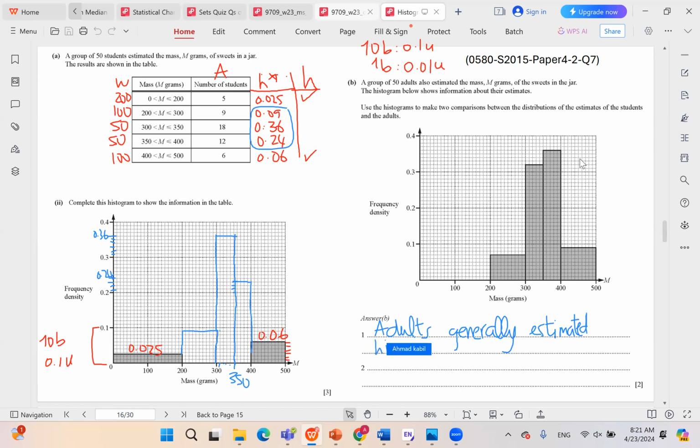And another interesting observation to make here is that there was less variation among the adults, because you can see here that most of them are between 200 and 500, as opposed to the children who had a significant portion between 0 and 200 as well. So we can tell that for the adults, there was smaller variation in the estimates. So smaller variation in the estimates of the adults.